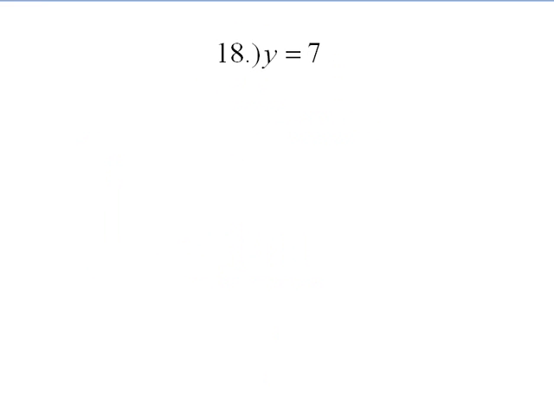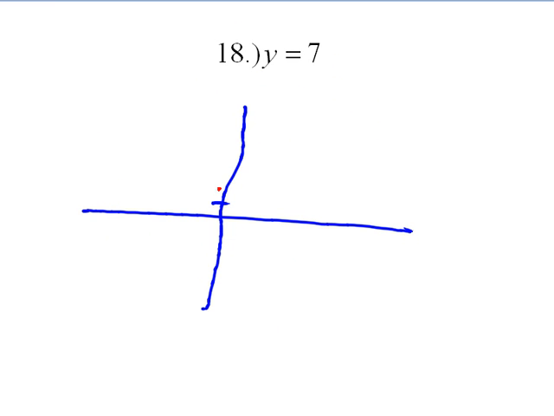Take a look at this one. Y equals 7. That's all we're given. Y equals 7. Well, don't let that fool you. That's one of the easiest ones. 1, 2, 3, 4, 5, 6, 7. And that will be a line where y is always 7. So no matter what the x value, y is 7. It's always on this line.